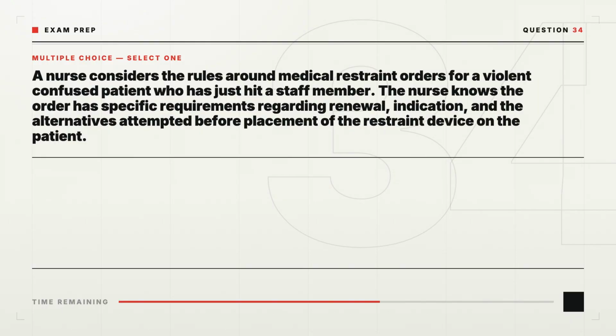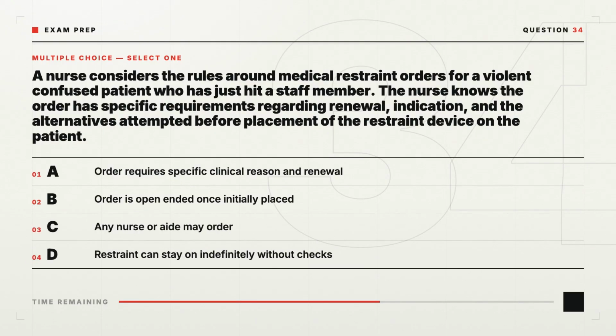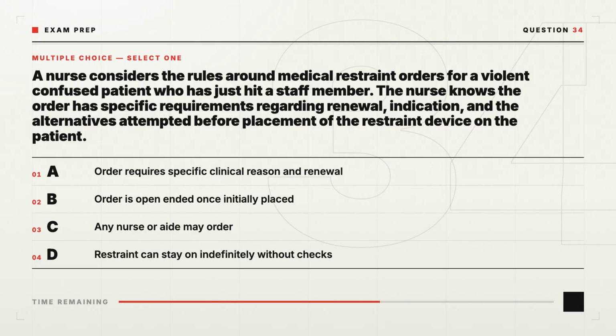Your options are: A. Order requires specific clinical reason and renewal. B. Order is open-ended once initially placed. C. Any nurse or aide may order. D. Restraint can stay on indefinitely without checks. Take a second. Which answer would you pick?